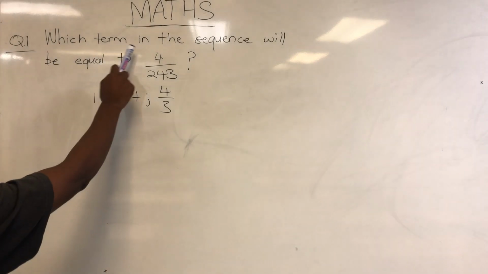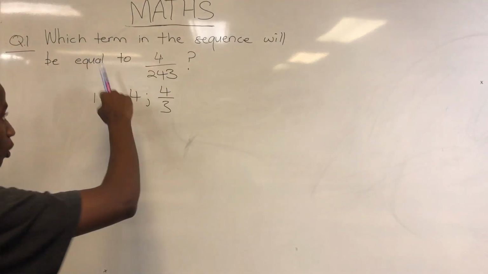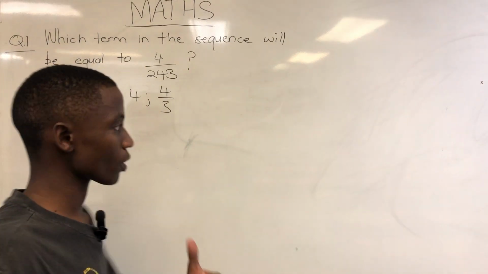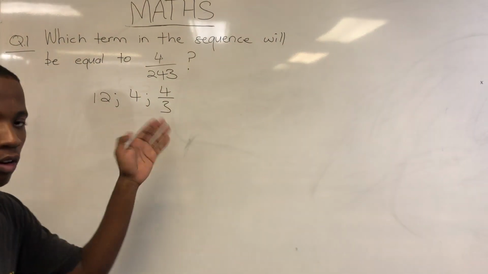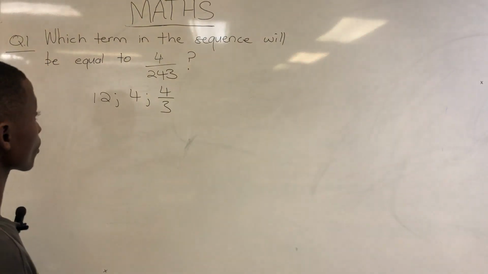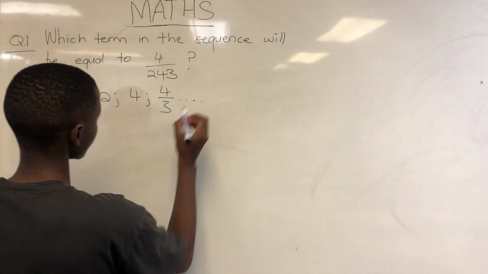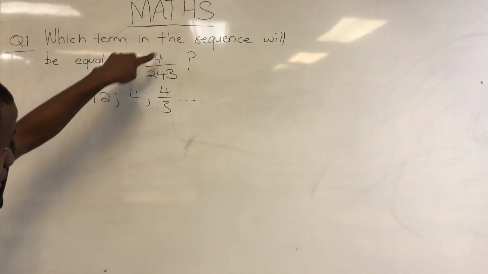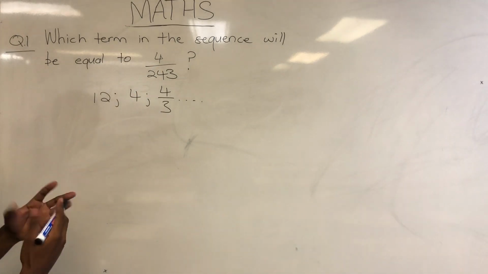Which term in the sequence will be equal to 4 over 243? This is our sequence: 12, 4, 4 over 3, and it continues. Which term in this sequence will be equal to this term? The term is being given.